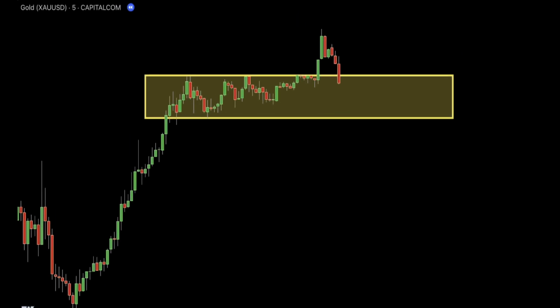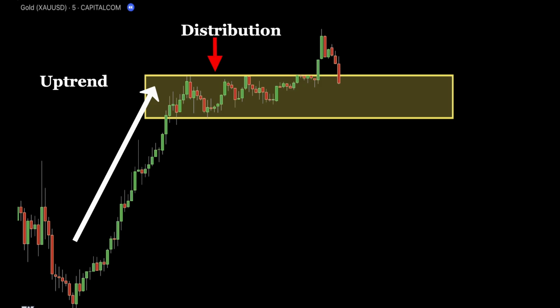Let's break this down step by step using a gold chart on the 5-minute time frame. First, notice that the market is trending upwards. Buyers are clearly in control. Then, the market enters a distribution phase.